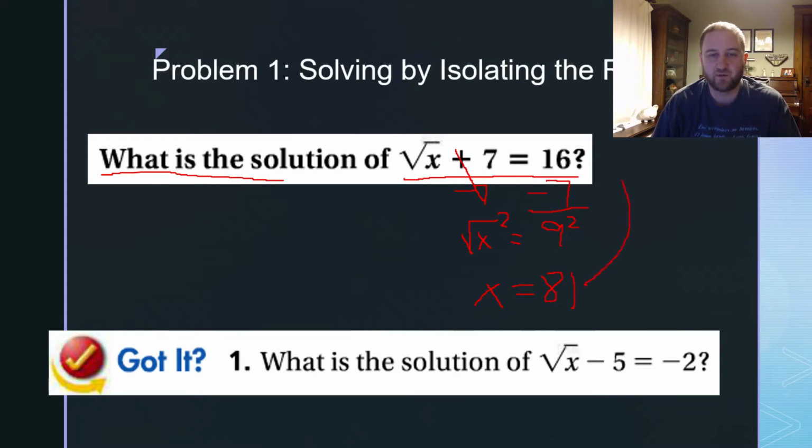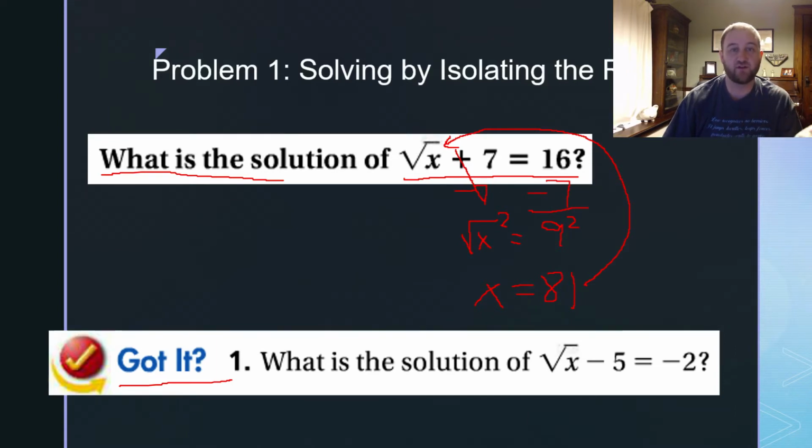What we could do then is plug it back into our original equation. The square root of 81 is 9, and then 9 plus 7 is 16, so our answer checks out. What I want you to do is go ahead and do the Got It here on your own. Go ahead and pause the video, solve it, and then I'll give you the answer here in just a second.